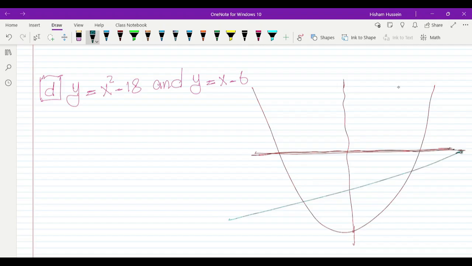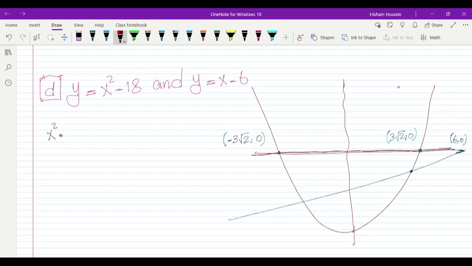Okay, so this straight line intersects the x-axis at x equals 6, y equals 0. Regarding the intersections of the parabola with the x-axis, here is 3 root 2 and 0, and here negative 3 root 2 and 0. Regarding the intersection points between the parabola and y equals x minus 6, we need to find them by equating the curve and the line.